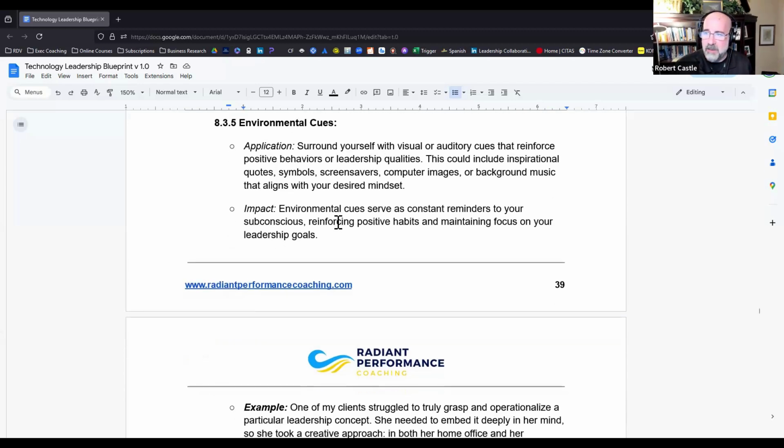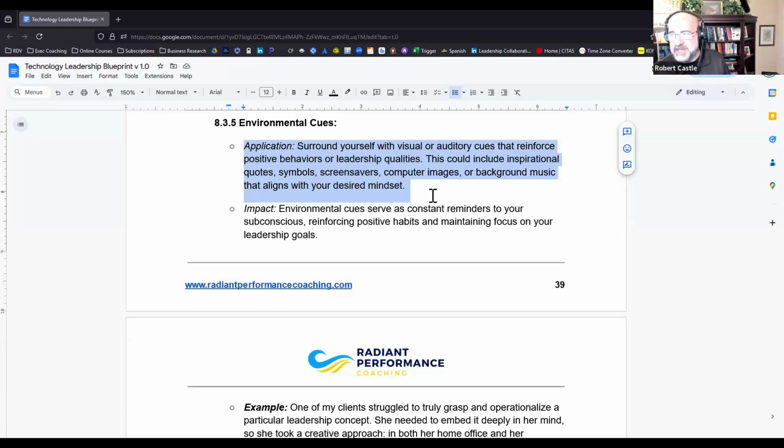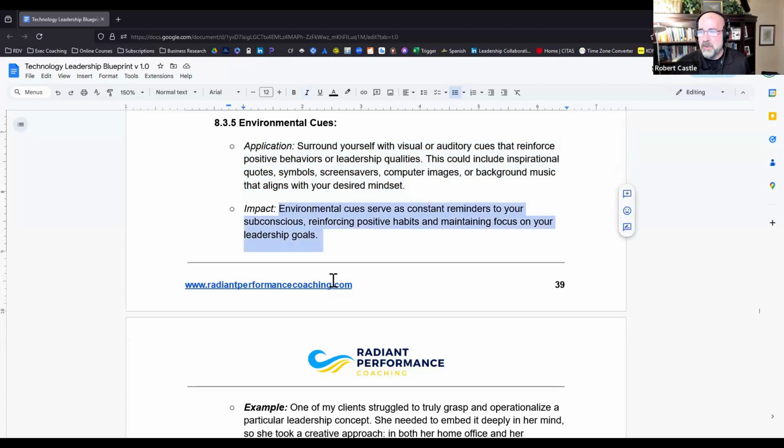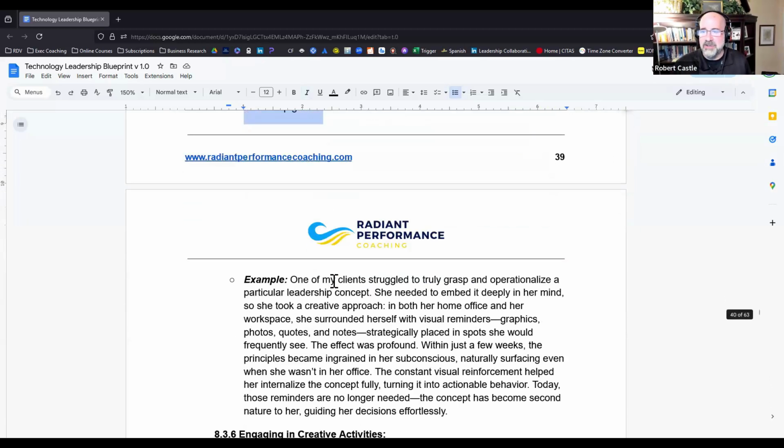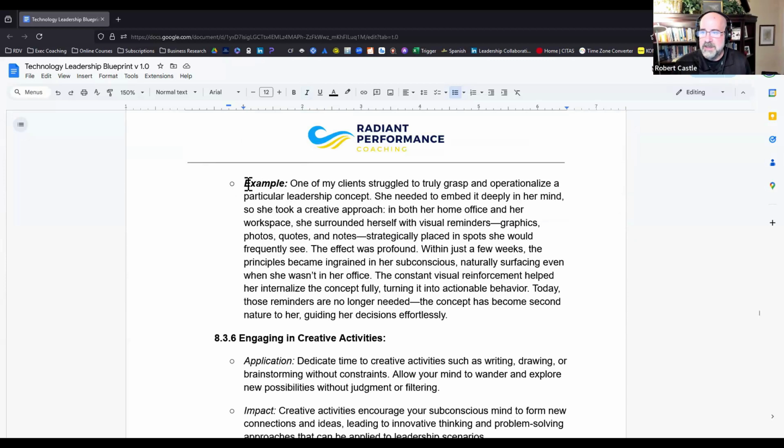Here's another example, environmental cues. Surround yourself with visual or auditory cues that reinforce positive behaviors or leadership qualities. This could include inspirational quotes, symbols, screensavers, computer images, or background music that aligns with your desired mindset. The environmental cues serve as a constant reminder to your subconscious, reinforcing positive habits and maintaining focus on your leadership goals.